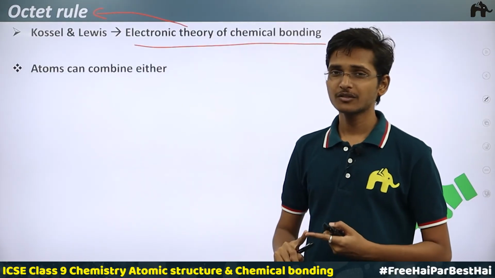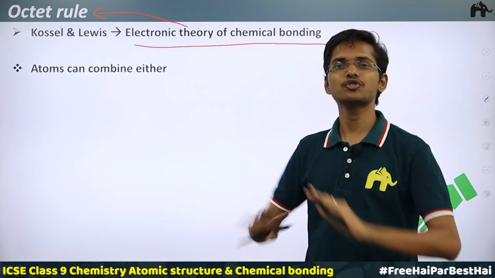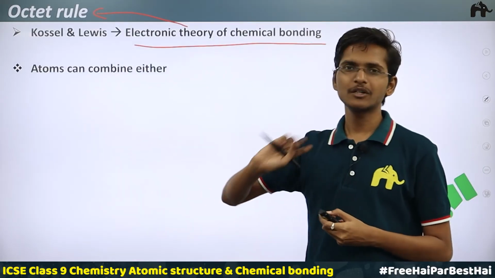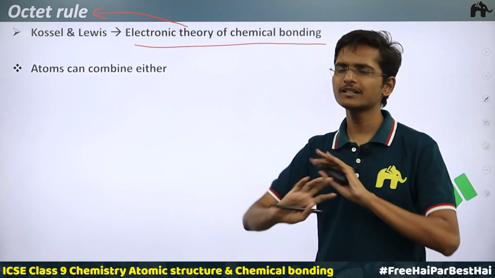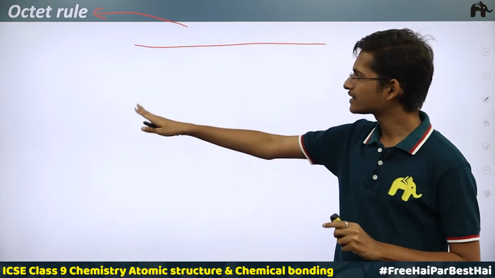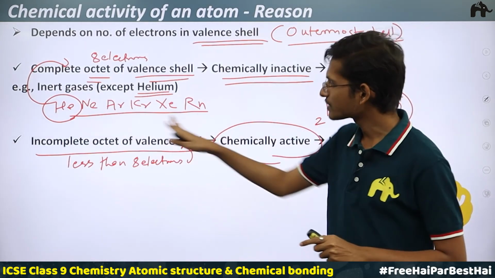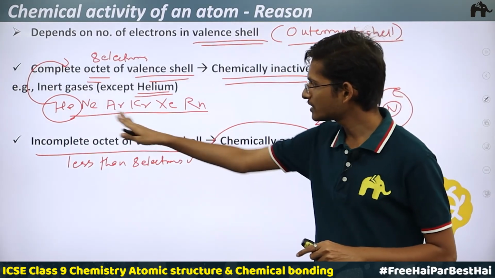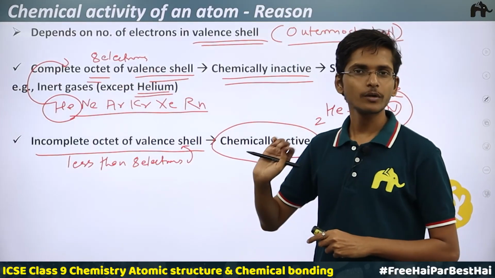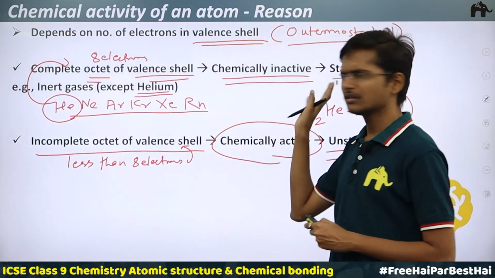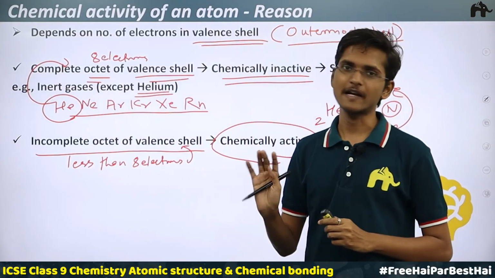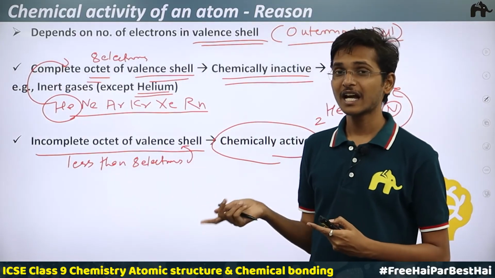But most elements' atoms do combine, because their outermost shells do not have 8 electrons. Only these 6 elements' atoms have 8 electrons in the valence shell, so only they are chemically inactive. All the rest of the elements don't have 8 electrons in the valence shell, so they are chemically active.